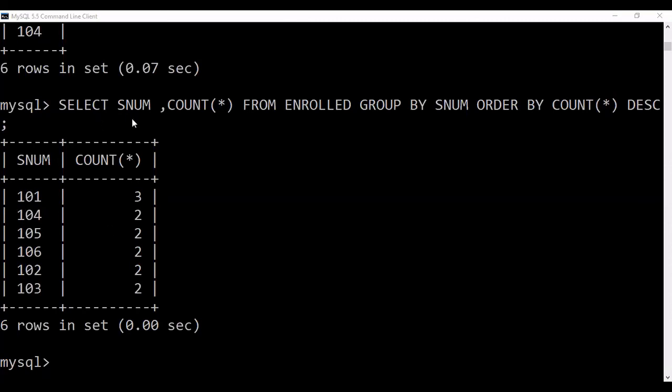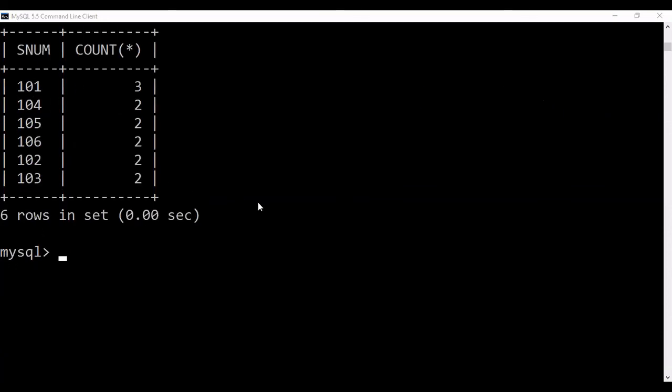So that's why I apply this group by operation: group by S number, order by count star, and it is descending. So the first row will contain the maximum number of subjects. Then I want only this row, so there is an operation called limit.